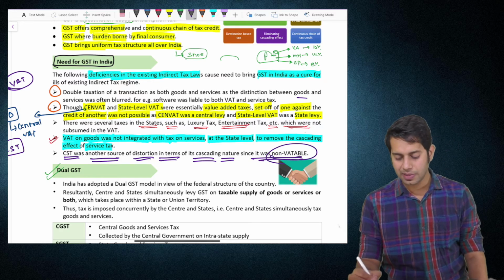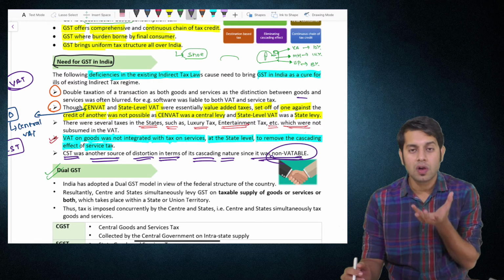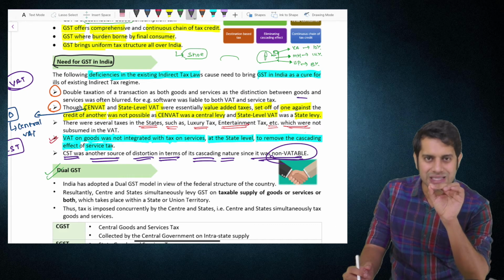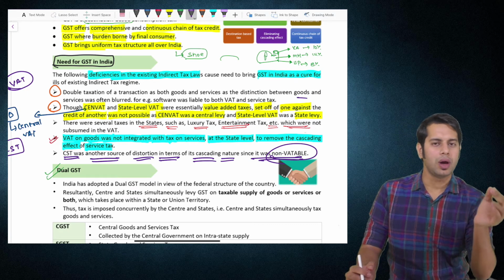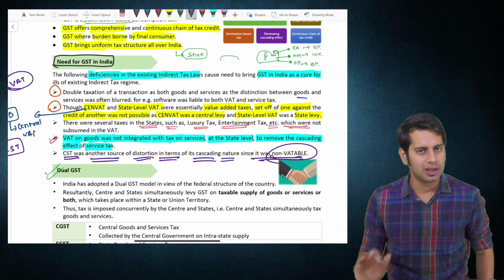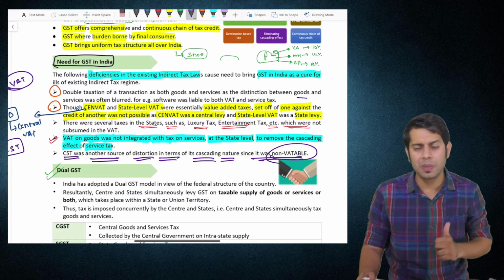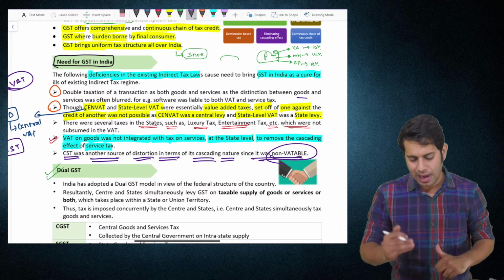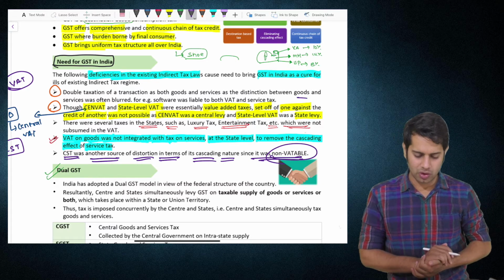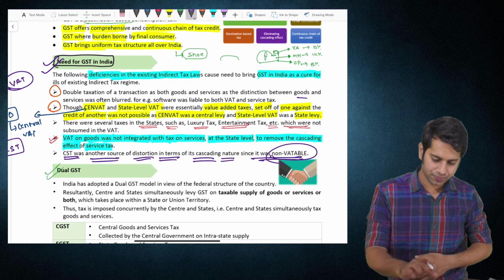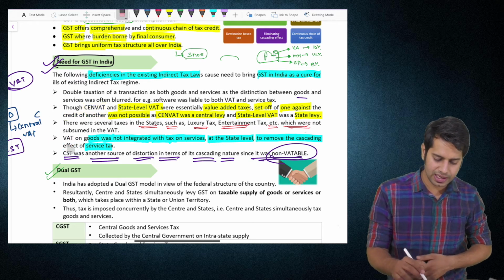CST was non-vatable means what, sir? Meaning the benefit of the taxes which is paid by you as CST was not given for whatever sales you are making within the state, because CST, again, is central sales tax going to the central government, a tax levied by the central government, and VAT is a tax which is levied by the state government. So these are the different deficiencies in the existing indirect tax regime.